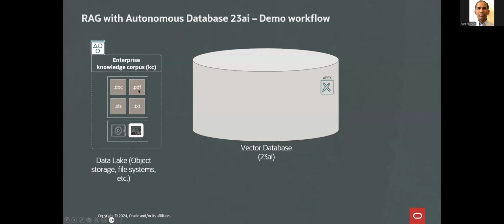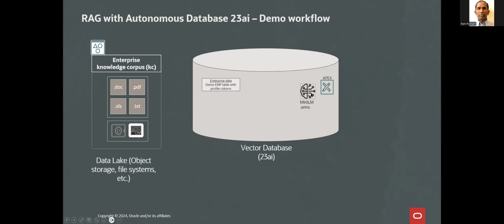So the documents could be in doc or PDF or text or XLS format. For these documents, you may also have the enterprise data. I was talking about the employee table. So you may have an employee table with a column called profile, let's say, and that has varchar data, which is unstructured. So you have unstructured data outside the database. You may also have unstructured data inside the database as part of your enterprise data.